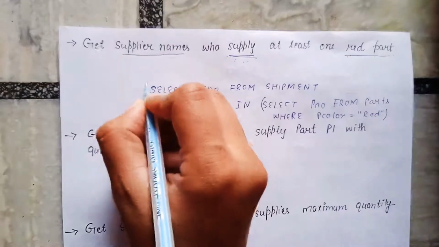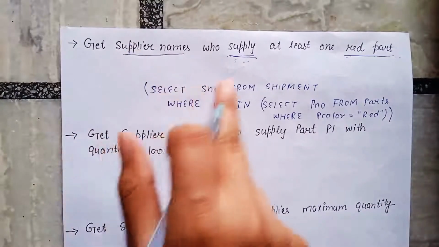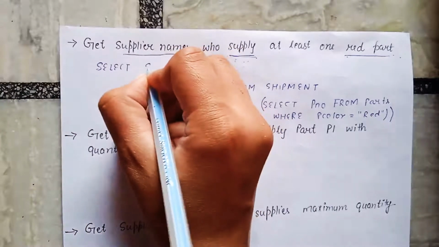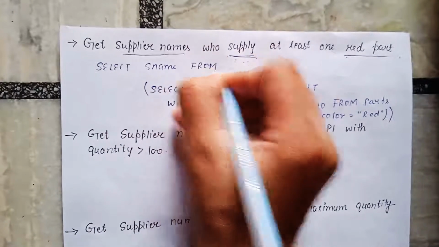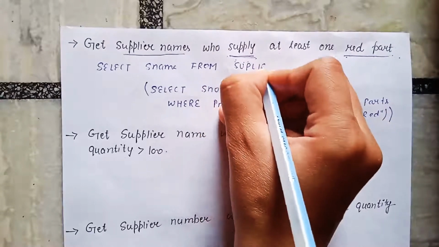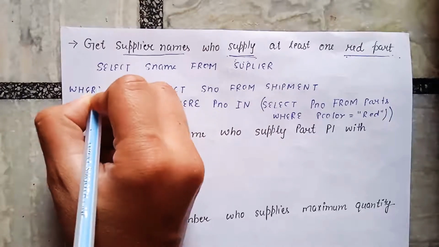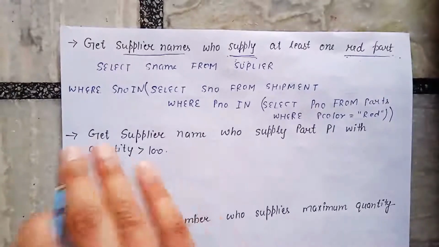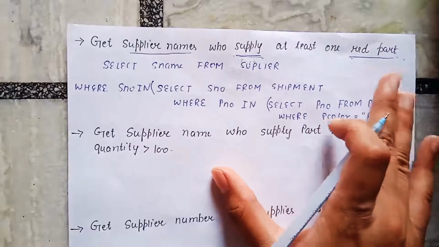Then we will use this inner query in order to fetch the supplier names of these supplier IDs from the suppliers table. So it will be select S name from supplier, and the condition would be where S number in. So this is a query that will fetch those suppliers who supply at least one red part.